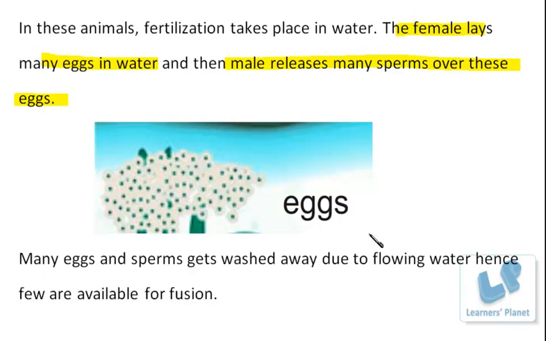Further, development takes place, and since the system is different in organisms reproducing through internal fertilization or external fertilization, the process of development is also going to vary in these organisms, right? So this we are going to study in the next session.